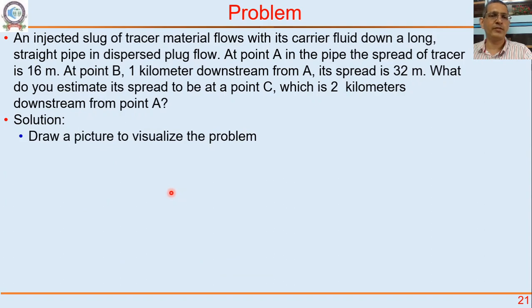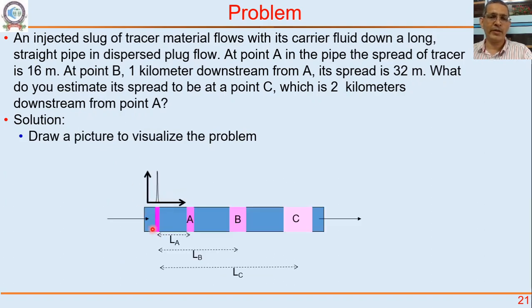Here's the answer. So let's draw a picture to visualize. I put in a tracer. After some distance, it has spread a little bit. After some more distance, it has spread even more. After some more distance, I am asking you what will be the spread at C. At point A, well, we don't know what the distance is. At A, we know that the spread is 16 meters. At B, spread is 32 meters. I want to know spread at C.